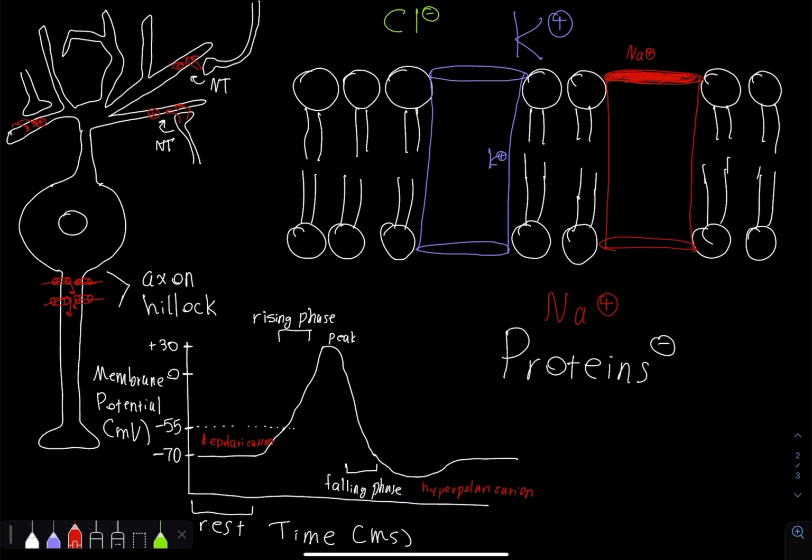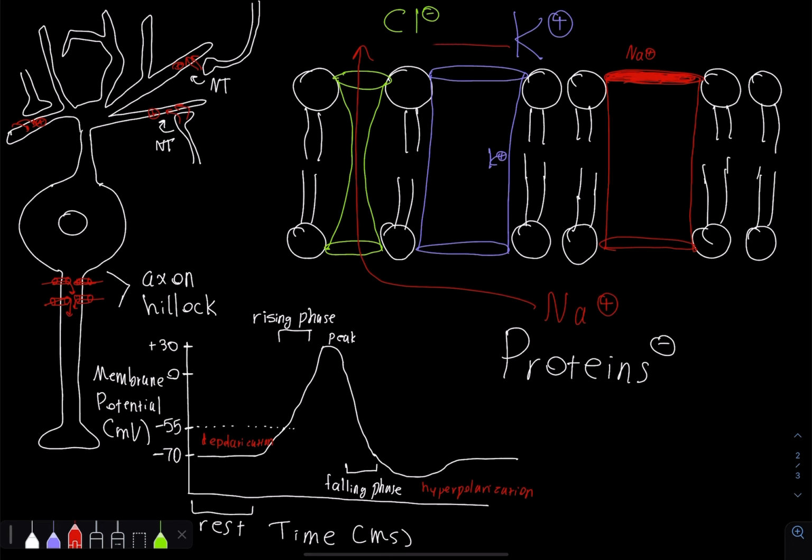But then we have what are called sodium-potassium pumps, which I didn't draw. So I'm going to try to do it here. Let's do it in green. A sodium-potassium pump is a kind of protein that will use energy. And what it does is it pumps sodium out and potassium in to restore the original situation.